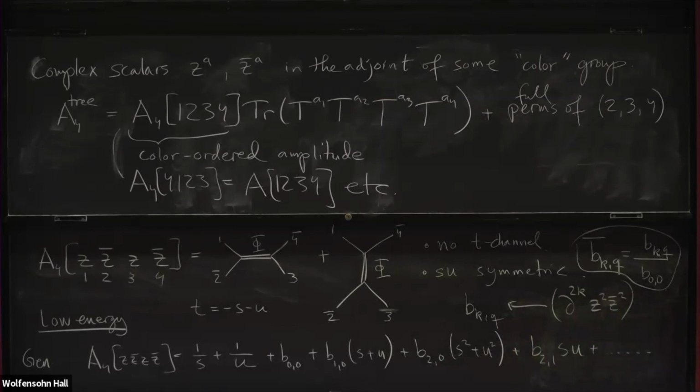Great. Okay. So let's go ahead and look at a specific example, which is very similar to our massive scalar from before. So I'll call it the single exchange or the scalar exchange amplitude for Z, Z bar, Z, Z bar. And it's actually just like before, but it just doesn't have the T channel.